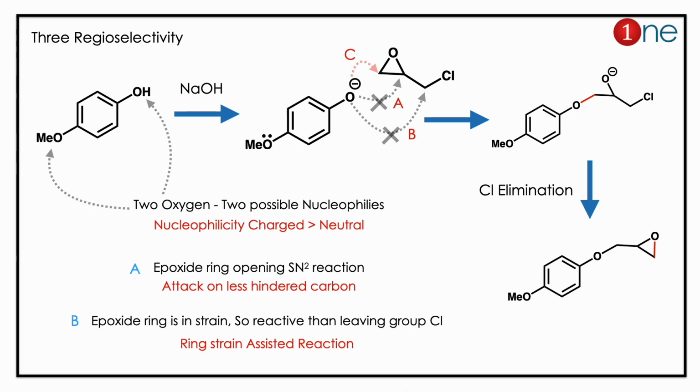C is the very favorable, less hindered position. Moreover, the mechanism is SN2 also. Then B is not possible because the strain assistance of the epoxide drives the reaction. So C attack leads to the ring opening.